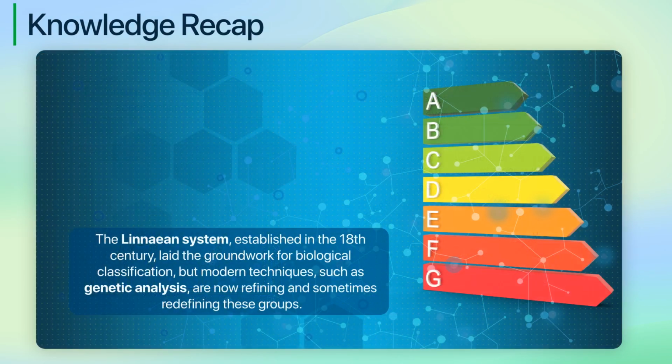The Linnaean system, established in the 18th century, laid the groundwork for biological classification, but modern techniques, such as genetic analysis, are now refining and sometimes redefining these groups. This evolution in classification helps us to understand the relationships between different organisms more accurately and provides a clearer picture of the complexity of life on Earth. Let's get started.